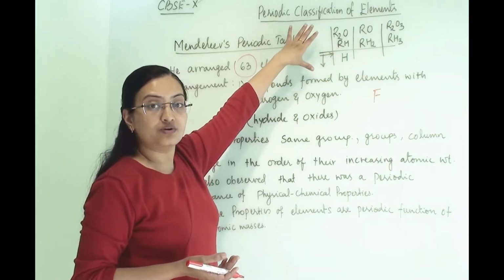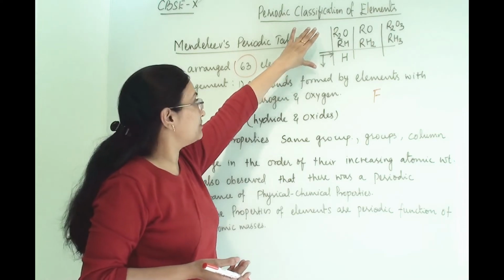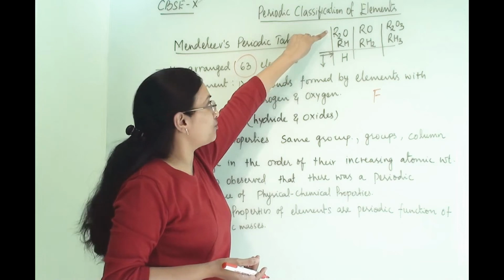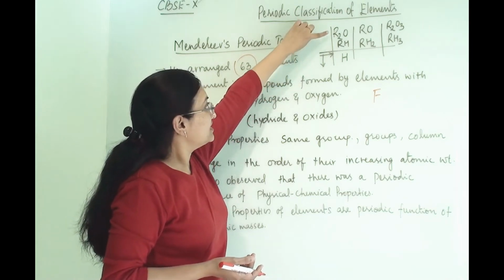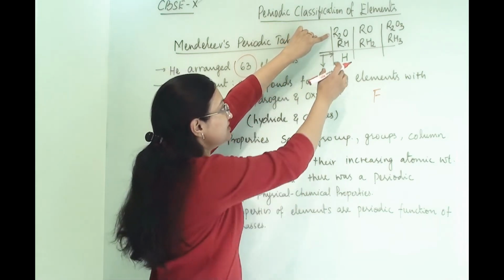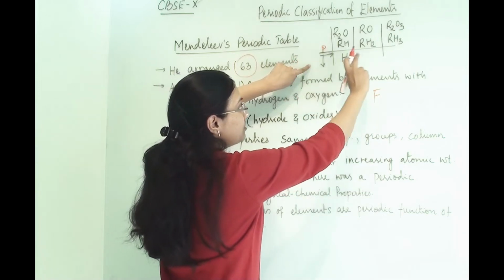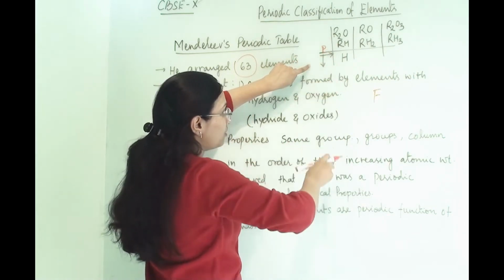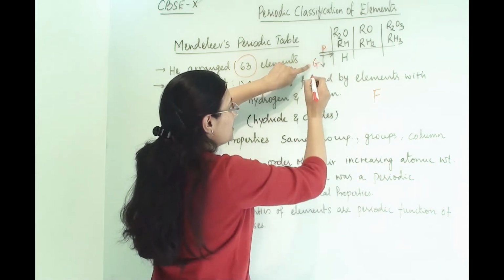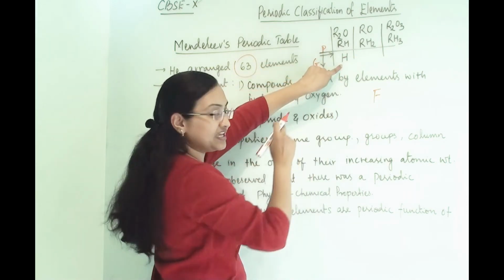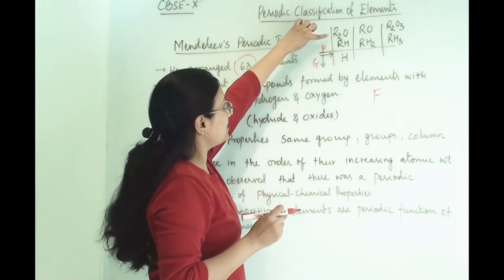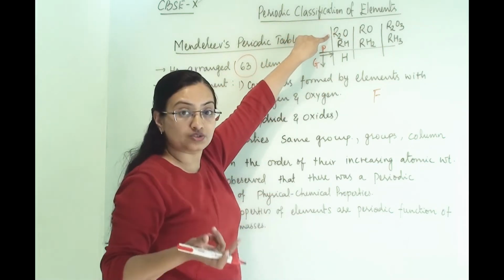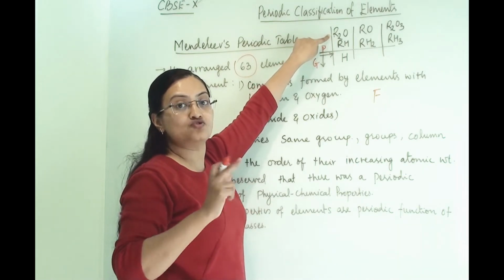So this is how he arranged his periodic table: here he has written the molecular formula for oxide and hydride. This is the oxide formula. He called all the horizontal rows a period and all vertical columns a group. The first place he gave to hydrogen. So here R2O means hydrogen oxide's formula is H2O.